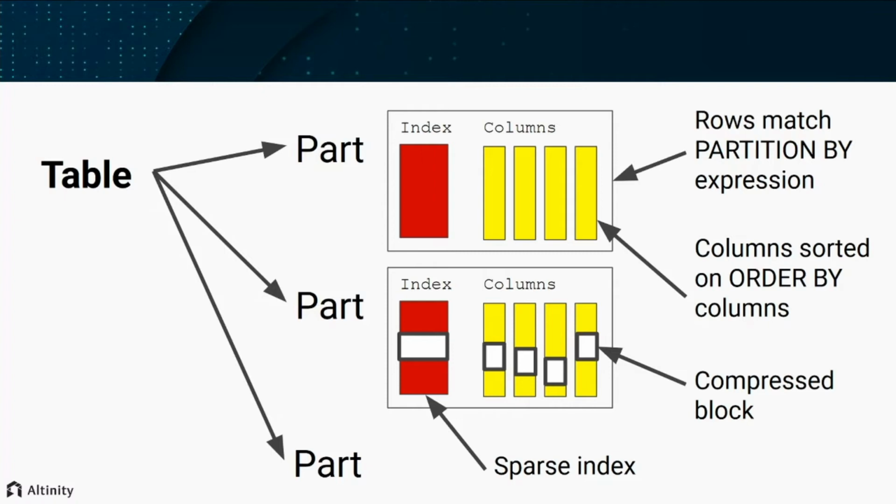And then for each column, there's a pair of arrays which represent, first of all, the offsets for the rows into the column so that we can find the right position for a particular row in the column. And then the second of the files is just compressed blocks of data. And in fact, there's an illustration with the sparse index.